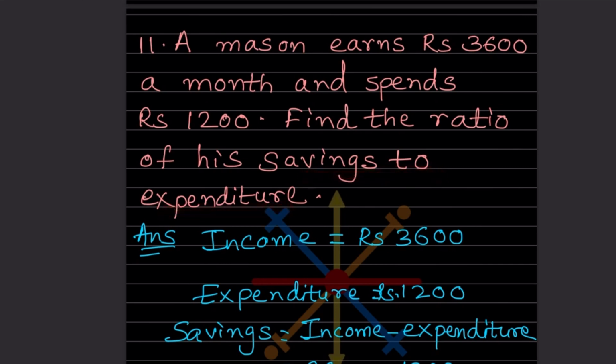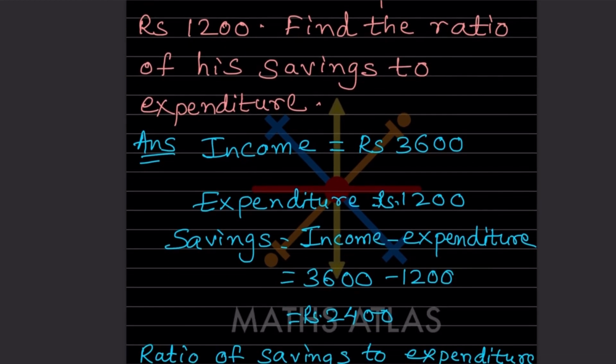So the earn means the income. So what is the income? That is 3,600 rupees. And spends rupees 1,200 means expenditure, that is 1,200. And we want a ratio of saving. So what will be the saving first? This saving is nothing but whatever the income is, from that you have to subtract the expenditure. So that is savings. So 3,600 minus this 1,200, which is 2,400.